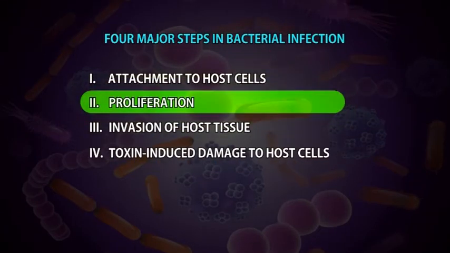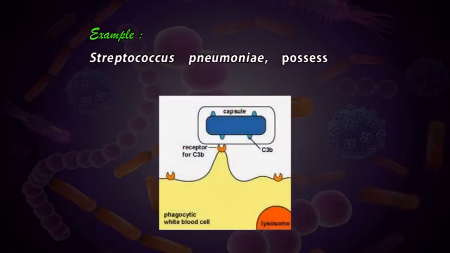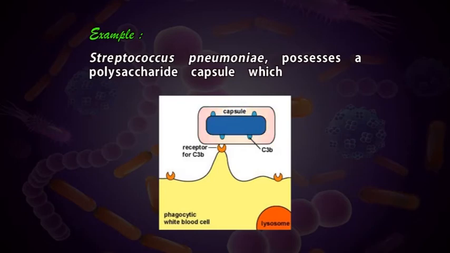Proliferation. The host defense mechanisms against bacterial proliferation are phagocytosis, through both antibody and C3b-mediated opsonization, complement-mediated lysis, and a localized inflammatory response. Some bacteria possess surface structures that serve to inhibit phagocytosis. For example, Streptococcus pneumoniae possesses a polysaccharide capsule which effectively prevents phagocytosis.